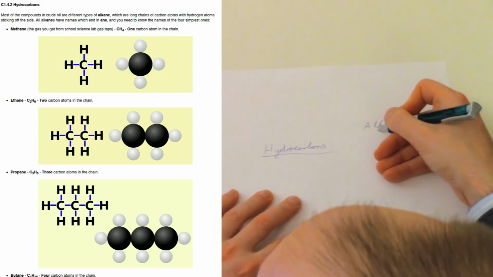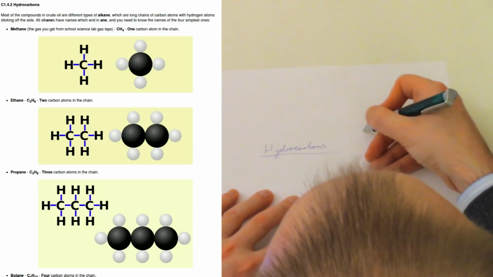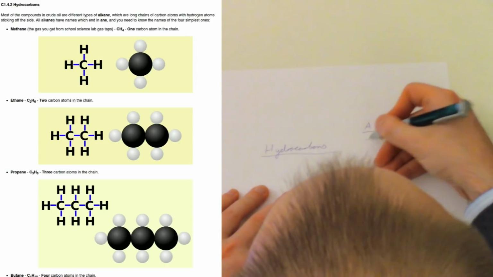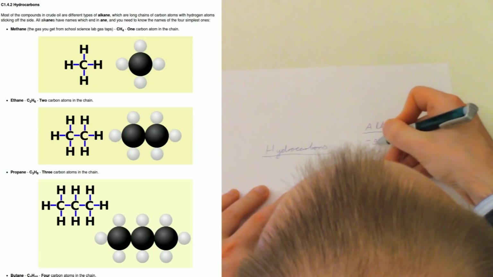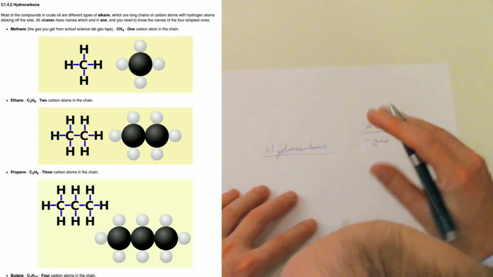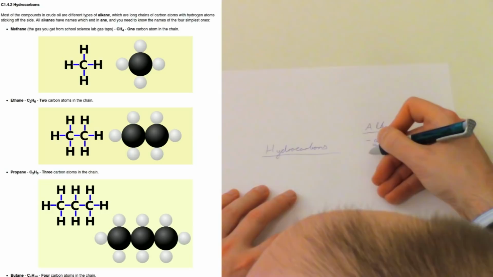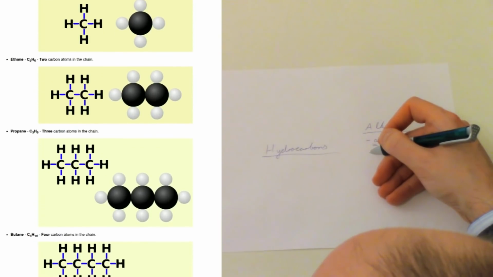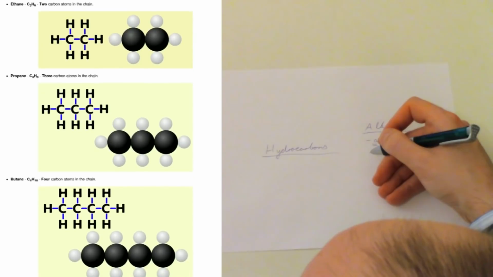I do hope you can read my handwriting. It's not exactly one of my strengths, I'm afraid. But the alkanes, they all end in ane, A-N-E. So we've got a load of different ones, and the names, they also relate to how many carbon atoms are in that type of alkane. And there are 4 of them which you need to know about. So we've got methane, ethane, propane and butane.